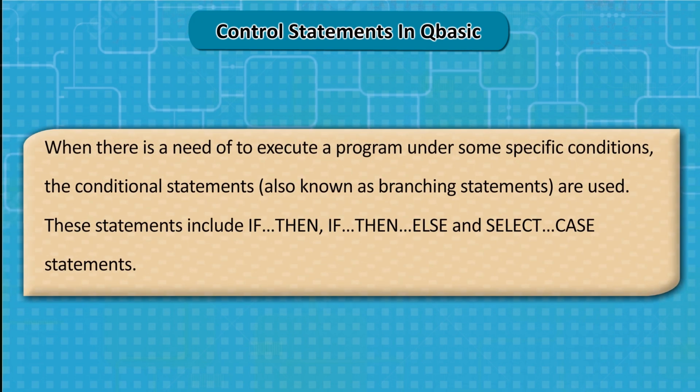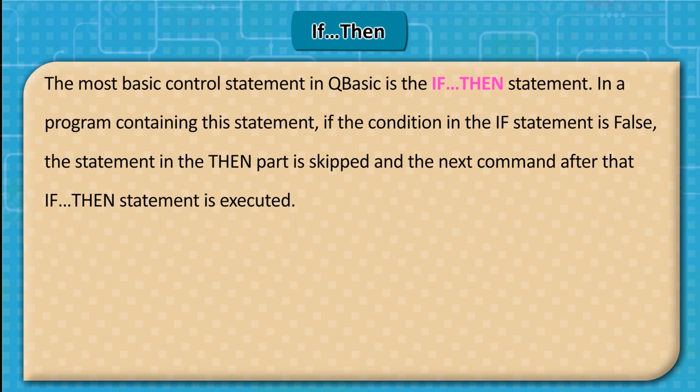Control statements in QBasic. When there is a need to execute a program under some specific conditions, the conditional statements, also known as branching statements, are used. These statements include if-then, if-then-else and select case statements. If-then. The most basic control statement in QBasic is the if-then statement. In a program containing this statement, if the condition in the if statement is false, the statement in the then part is skipped and the next command after that if-then statement is executed.